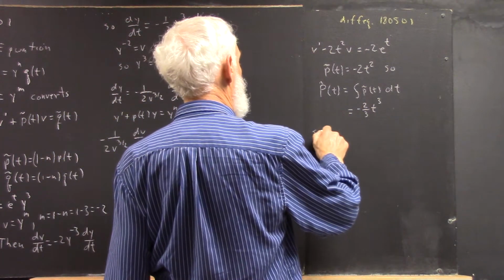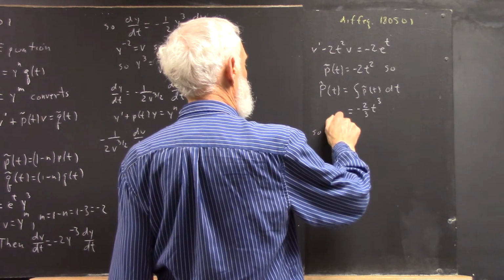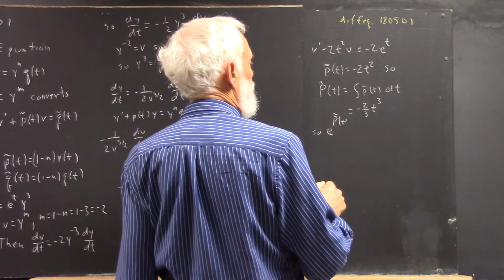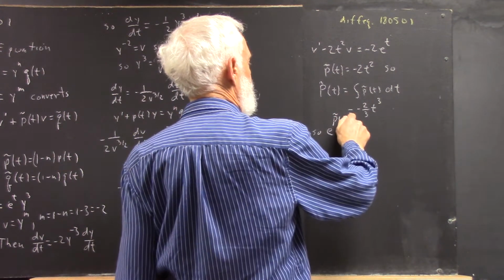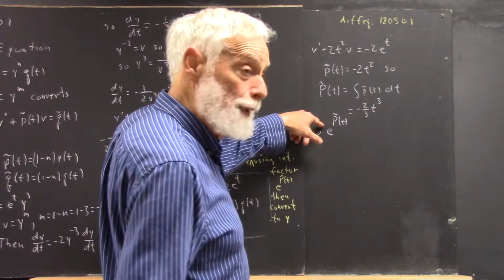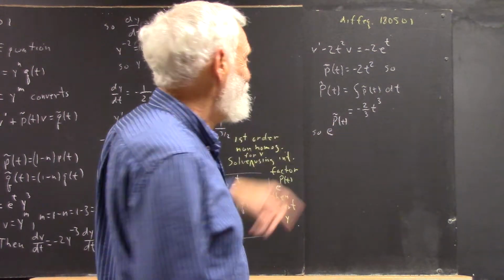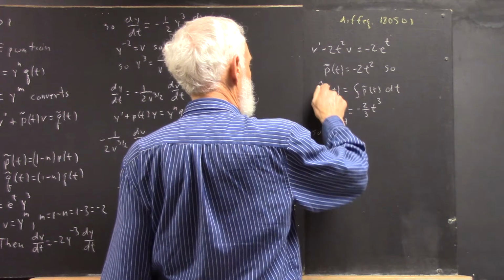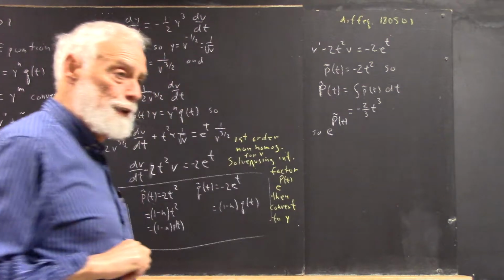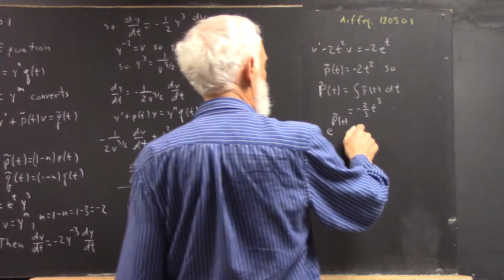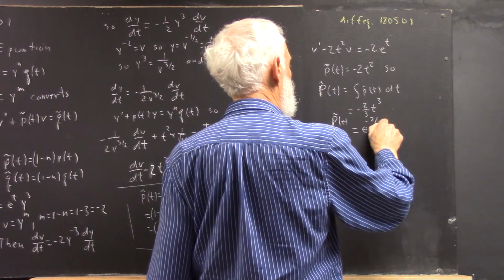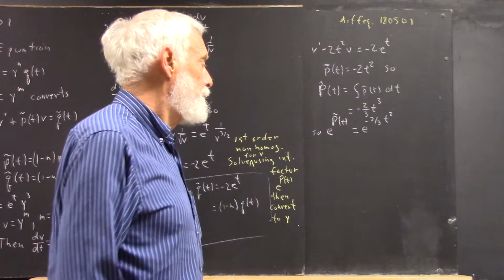So e to the capital P tilde of t. And to distinguish my capital P from my small p, because I keep writing things in different sizes, I'm going to emphasize it by doubling up the stem of the P. Just so we're sure we understand what we're saying, that's e to the negative 2/3 t cubed.